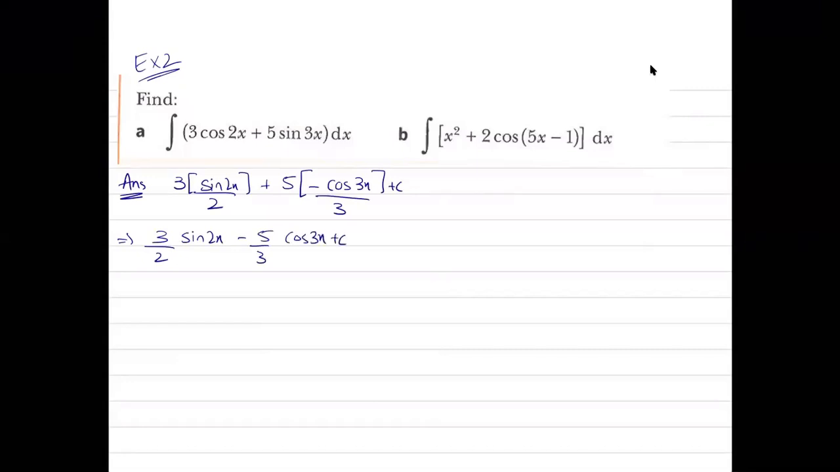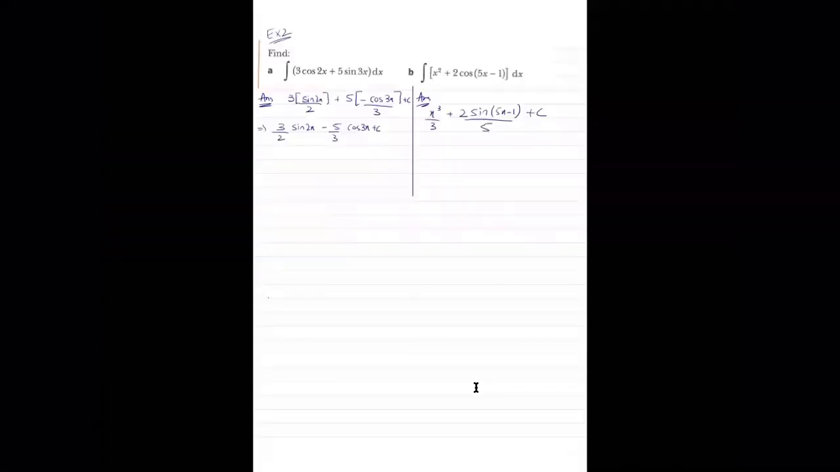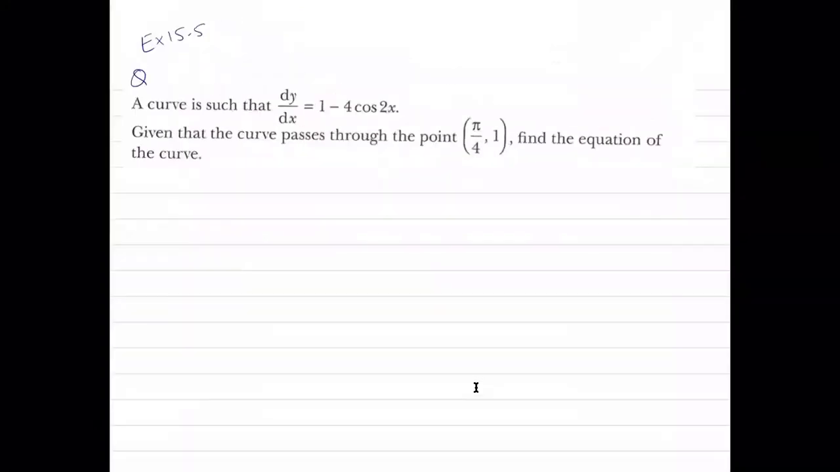Are you done with the second part as well? Yeah, sir, I'm done with that. So integration of this is going to be x cube upon 3 plus 2 times integration of cos, which is sine 5x minus 1 divided by the differentiation of the angle 5, plus c. Okay, try this one now.